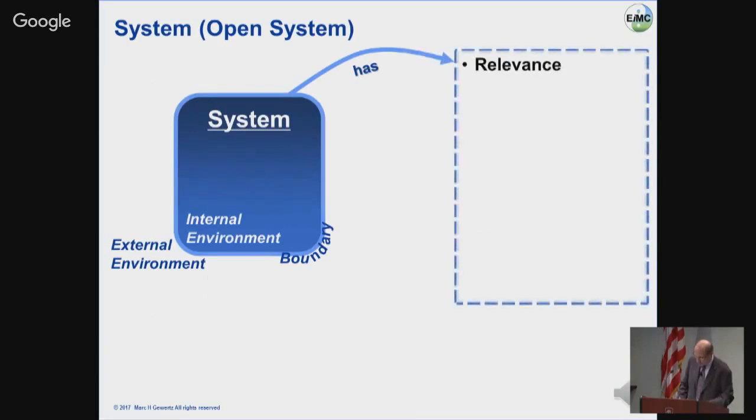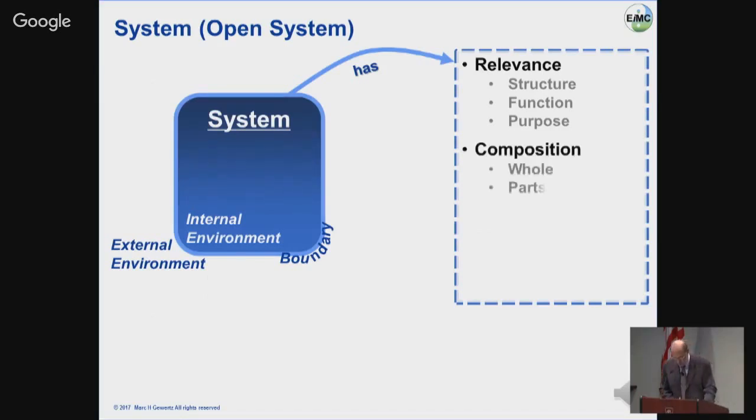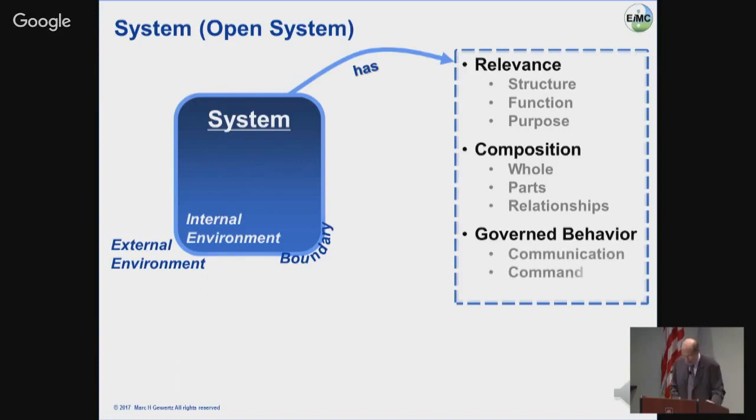All systems are relevant by their existence, defined by their structure, which functions to serve the purpose for their existence. All systems are composed of a whole, which has parts. Each part has relationships with other parts, relationships with the whole. All systems have command and control functionality, which communicates with the parts of the system to enable and assure the system and parts behave as desired.